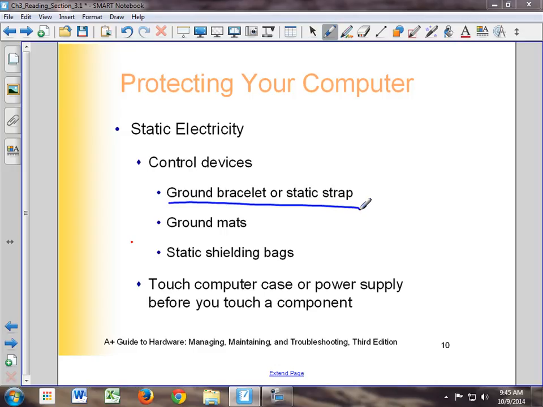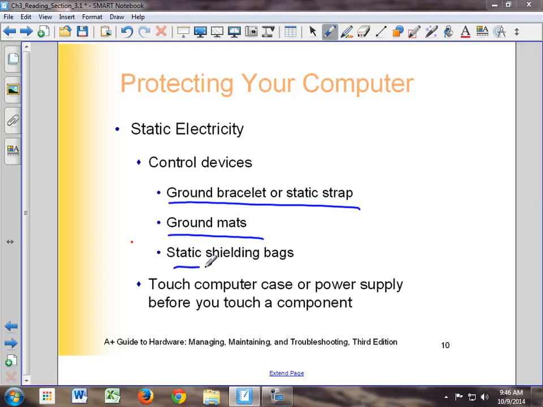I don't have any of those. You can also use a static mat that the component sits on, and you just have to touch the mat when you walk up to it. We have one of those in school that the school PA system is sitting on, and I don't have any of those either. What do you use? I'm going to get to it.